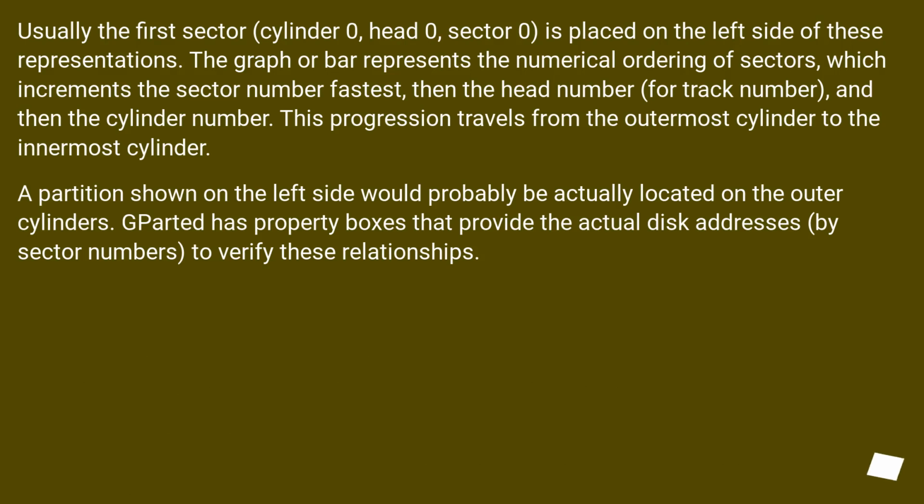Usually the first sector, cylinder 0, head 0, sector 0, is placed on the left side of these representations. The graph or bar represents the numerical ordering of sectors, which increments the sector number fastest, then the head number, for track number, and then the cylinder number. This progression travels from the outermost cylinder to the innermost cylinder. A partition shown on the left side would probably be actually located on the outer cylinders. Parted has property boxes that provide the actual disk addresses, by sector numbers, to verify these relationships.